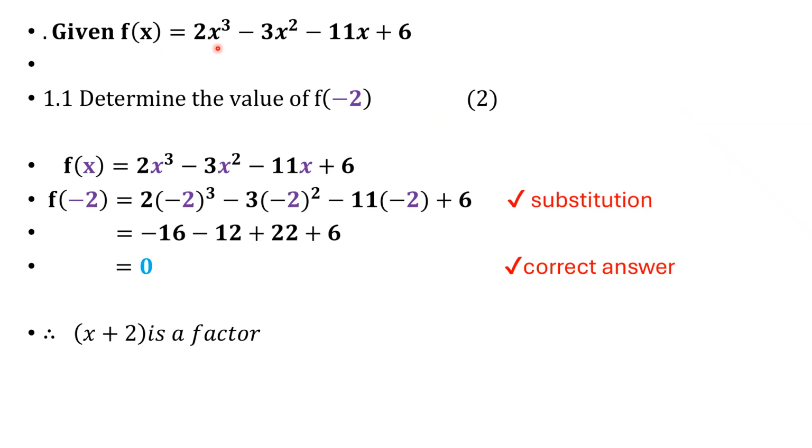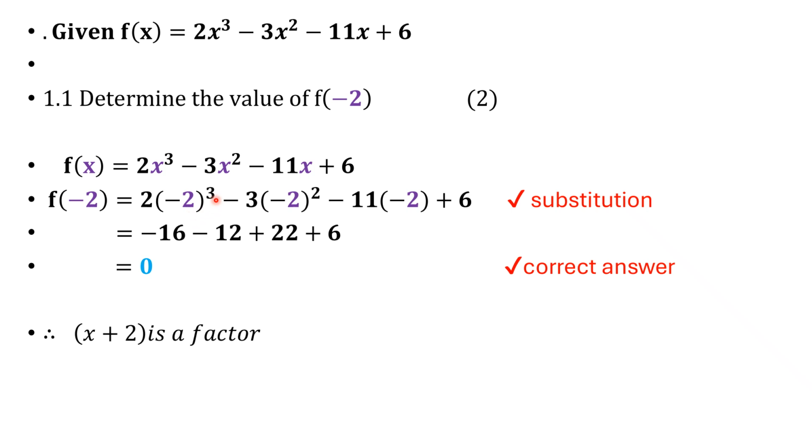Given f(x) equals 2x cubed minus 3x squared minus 11x plus 6, determine the value of f(-2). Right, so instead of saying f(x), they gave us f(-2), so they're technically telling me that the x there is going to become negative 2. So it's straight substitution: in place of x I put negative 2, so that becomes 2 times (-2) cubed, minus 3 times (-2) squared, minus 11 times (-2), plus 6.